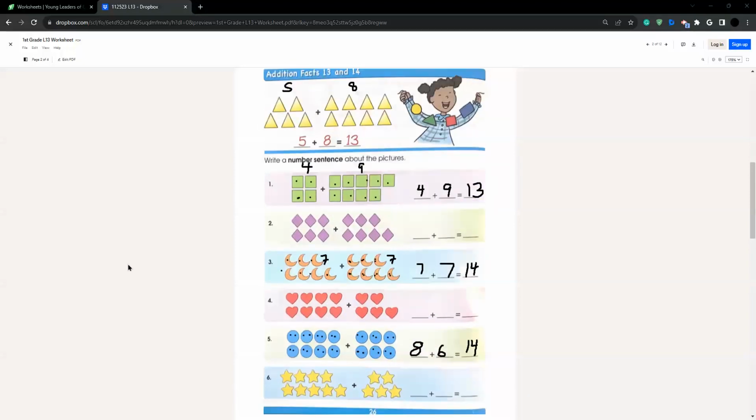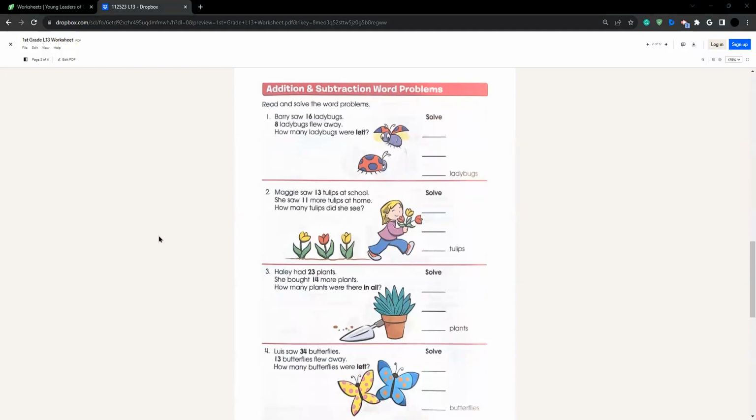Okay. If we're ready, we'll go on to the next page. Let's go. Addition and subtraction word problems. Read and solve the word problems. So let's do the odd numbers again.